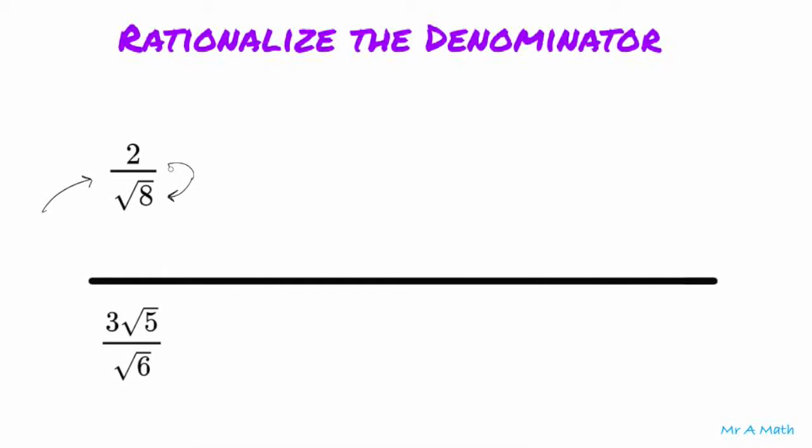So we need to somehow figure out to write this in a form so that if there is a square root, it's up in the numerator. Well, how do we do that? And that's where we get the idea of rationalizing the denominator.